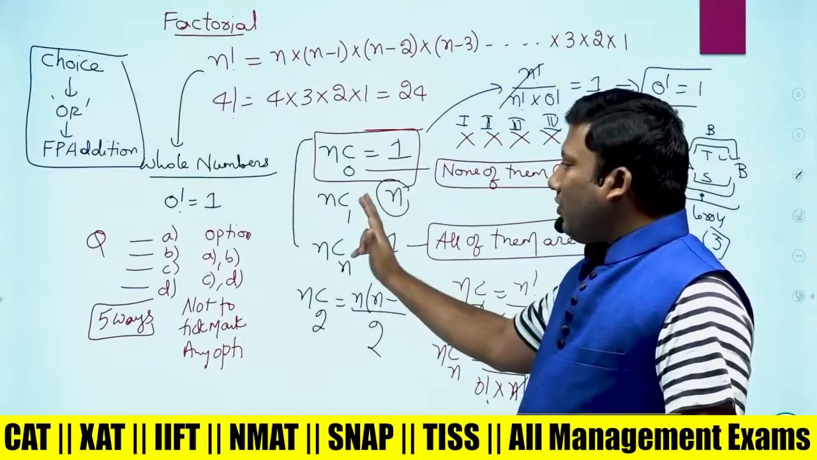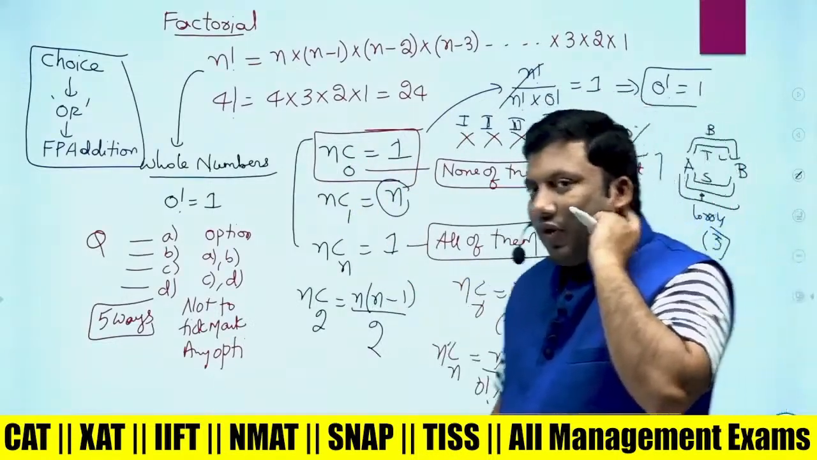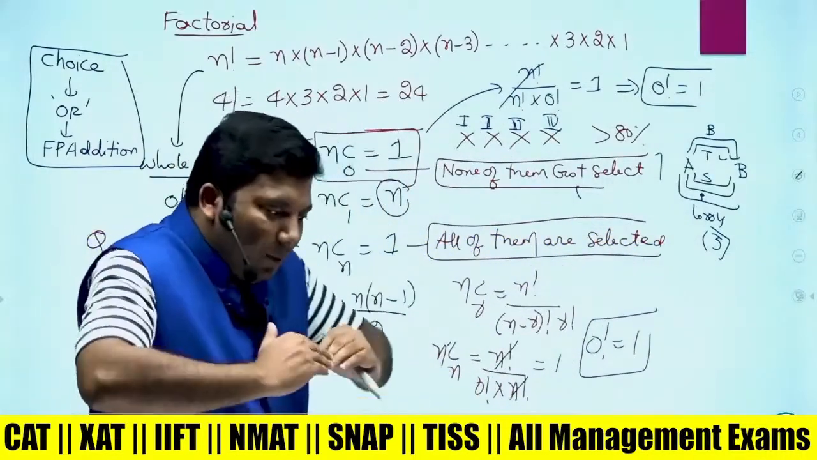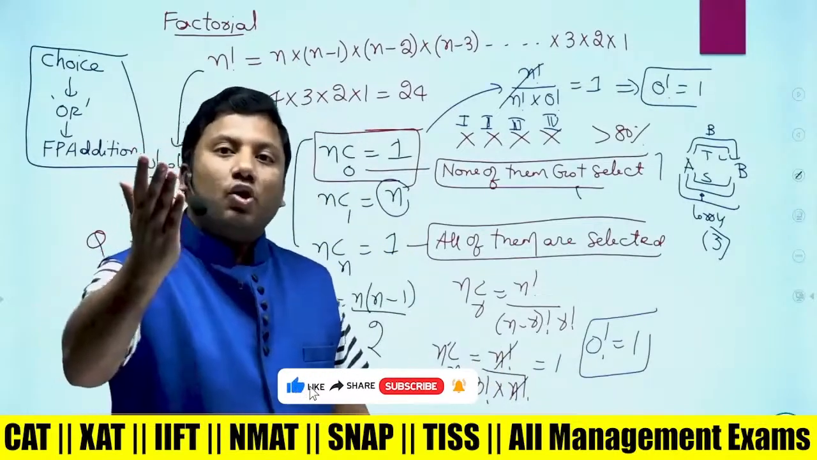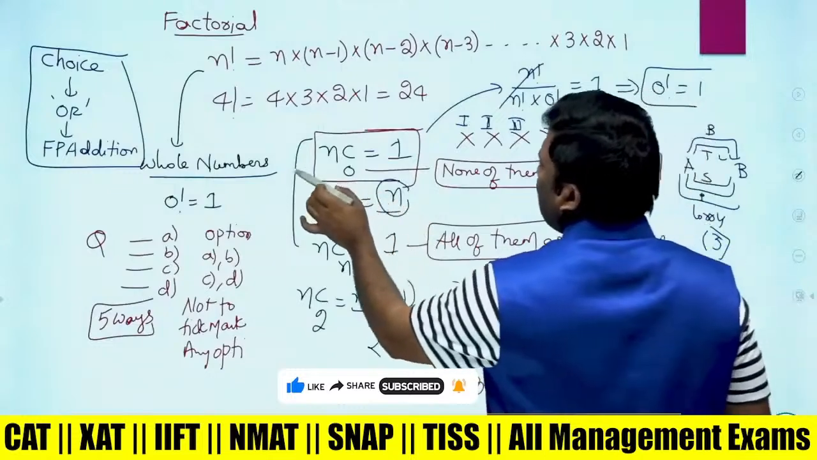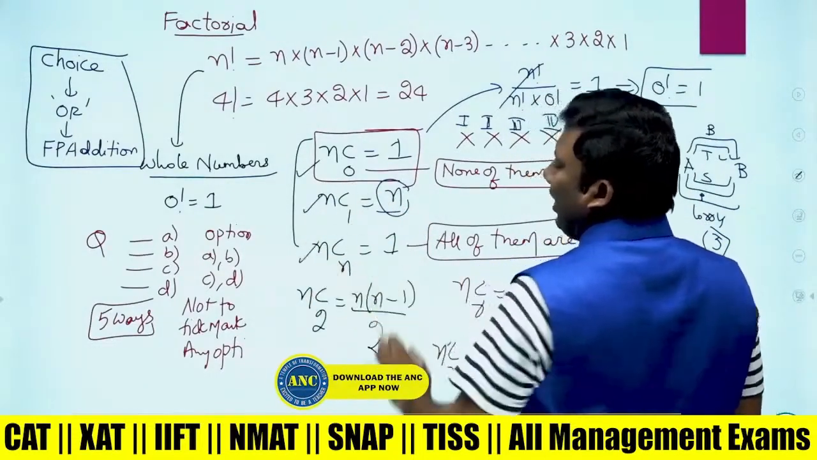NC0 is 1. NC1 is defined as n. Why do we get n? I am selecting 1 out of n. That one could be the first one, or second one, or third one, or fourth one, or it could be the nth one. So NC1 is equivalent to n. NC0 is equivalent to 1, NC1 is equivalent to n, NCn is equivalent to 1.